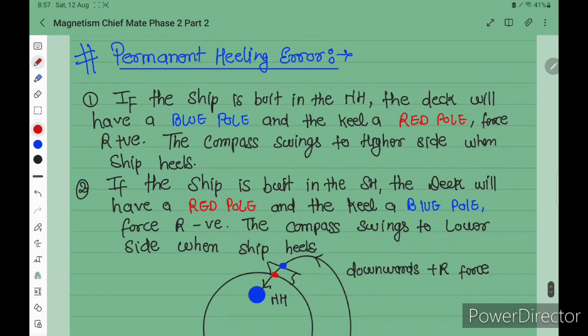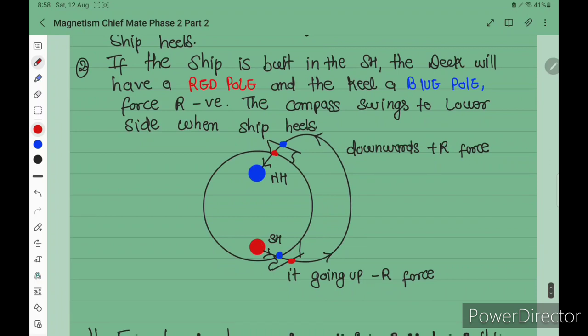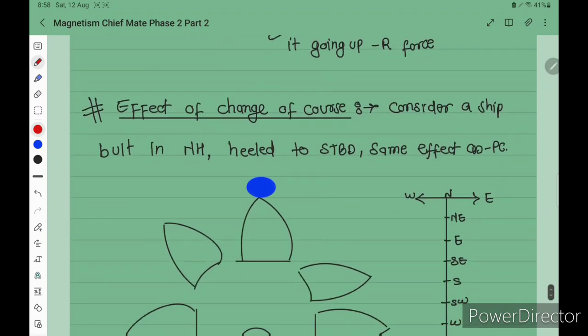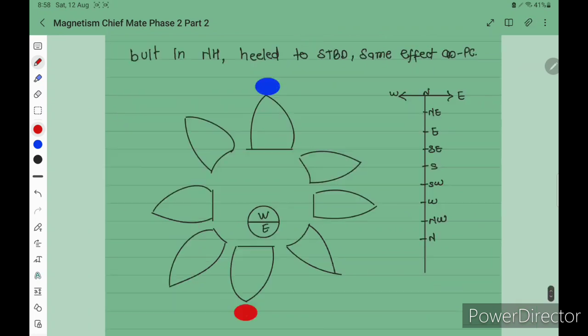Permanent heeling error: if the ship is built in the northern hemisphere, the deck will have a blue pole and the keel a red pole. So force R is positive, and the compass swings to the higher side when the ship heels. If the ship is built in the southern hemisphere, the deck will have a red pole and the keel a blue pole. Force R is negative, and the compass swings to the lower side when the ship heels. This we already explained in the first video. Effect of change of course.